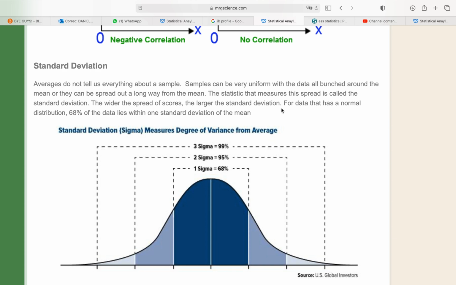So, a higher standard deviation means that the data is very spread, okay? For data that has a normal distribution, 68% of the data lies within one standard deviation of the mean.